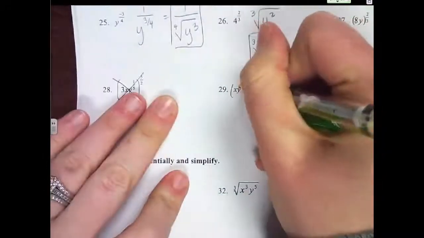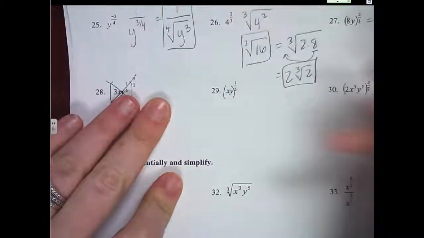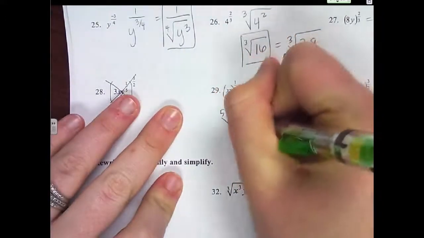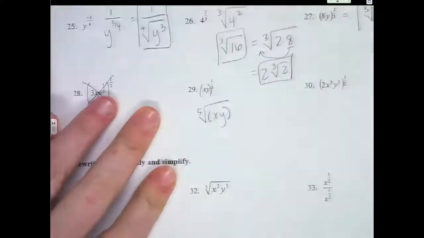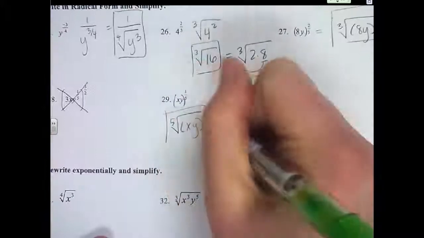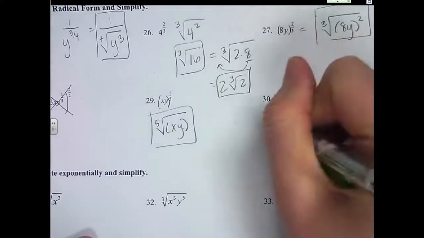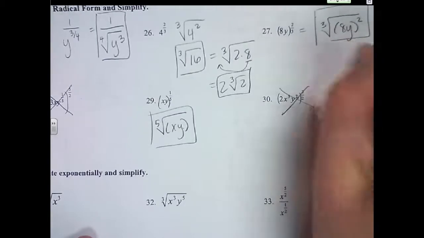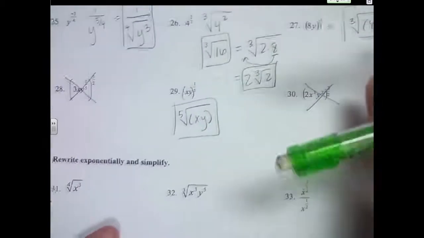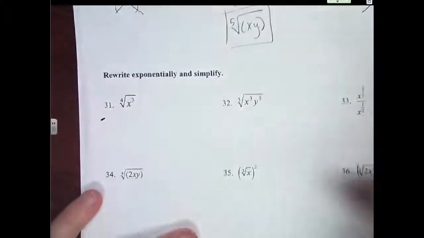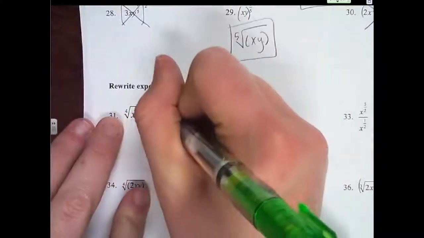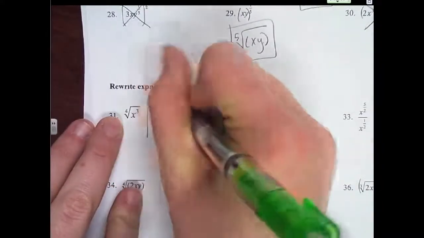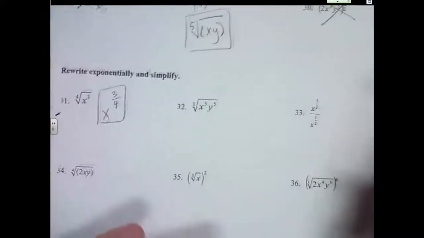Number 29 should have had parentheses on it, and so it's just 5th root of xy. It should have had parentheses. That was my fault. So that's your answer. And 30, I'm going to cross that one out too. Okay, 31, rewrite exponentially. So again, power over root. Power over root. X to the 3/4.